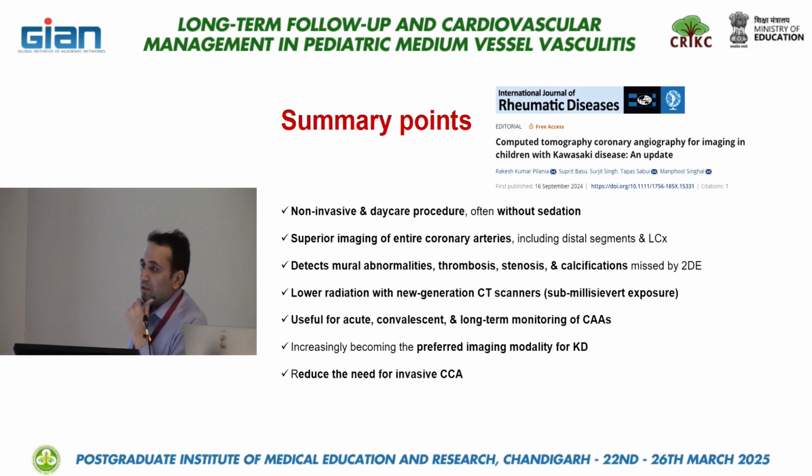In the latest 2024 American Heart Association update, they are also comfortable saying that CT coronary angiography is possibly the way forward in evaluating coronary artery abnormalities in children with KD, and it reduces the need for invasive catheter coronary angiography. Nowadays the indication for catheter angiography is when you want to operate or intervene. Otherwise, you just do a CTCA. Based on that, if there are stenotic lesions, go for perfusion imaging. And if you want to intervene, then only go for a catheter angiography.